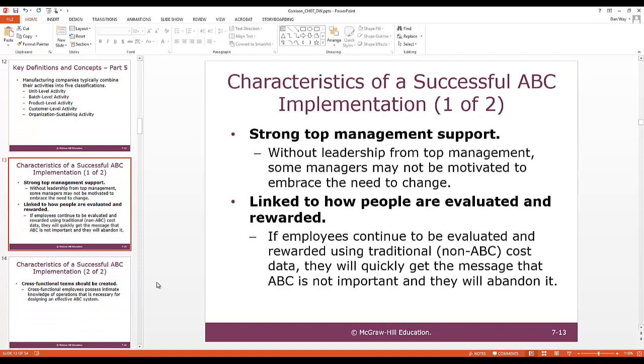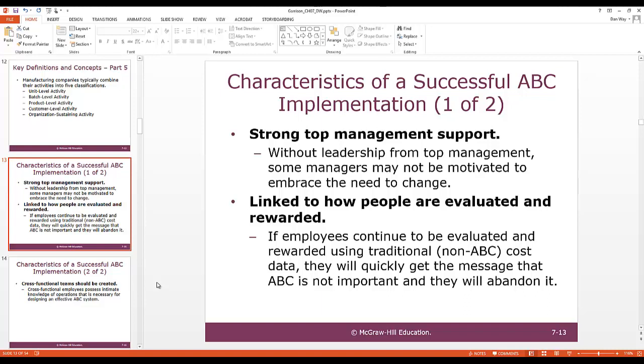So real quick sidebar, we have some characteristics associated with a successful ABC implementation. These are very general points of discussion, but just wanted to hit on them quick. So to have a successful ABC implementation, we need strong top management support. So there really has to be a tone set at the top of the company that, hey, this is an initiative that we're committed to. We're going to make it work because it's valuable, and everyone needs to do their part to make that happen.